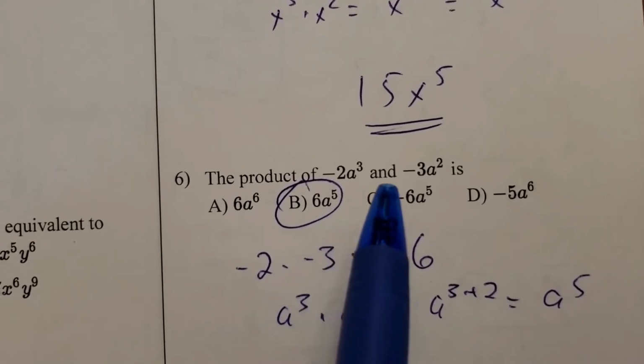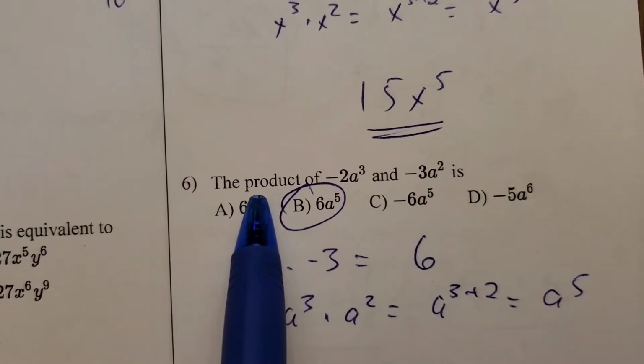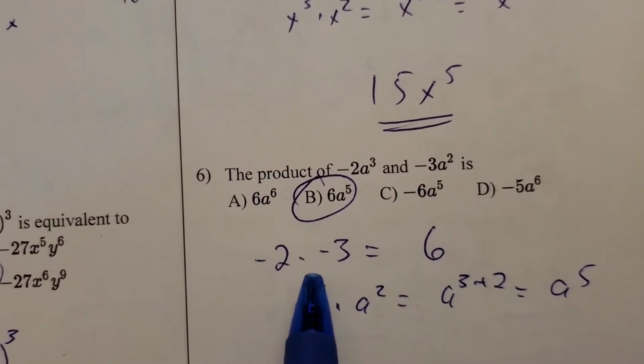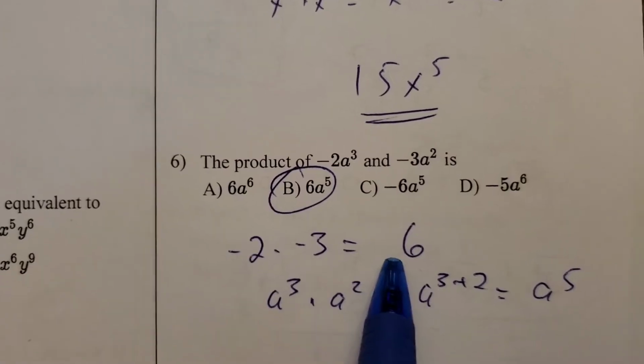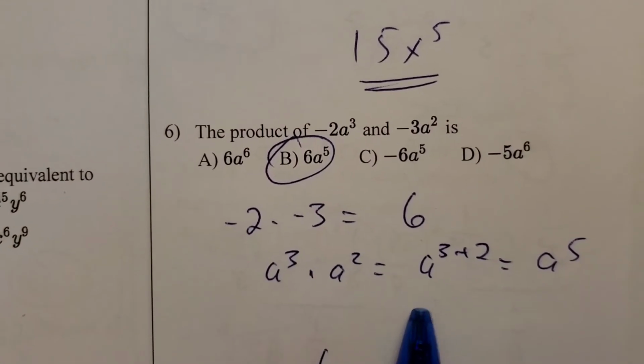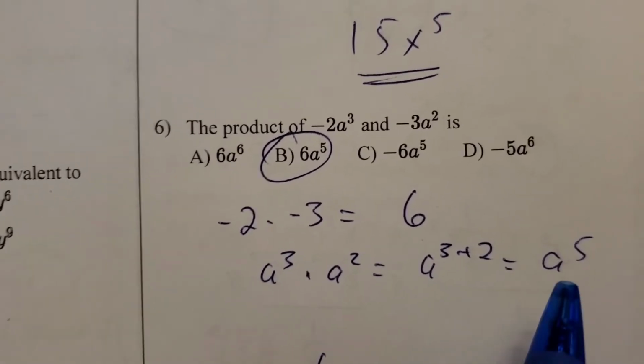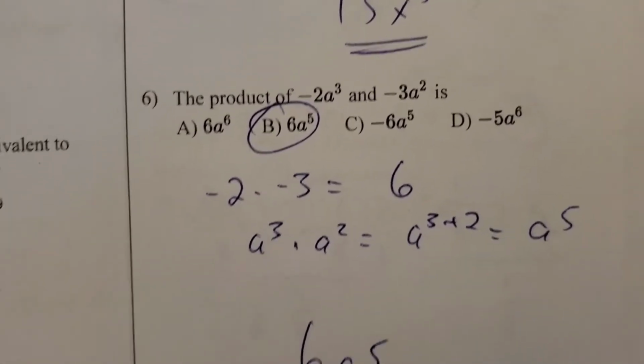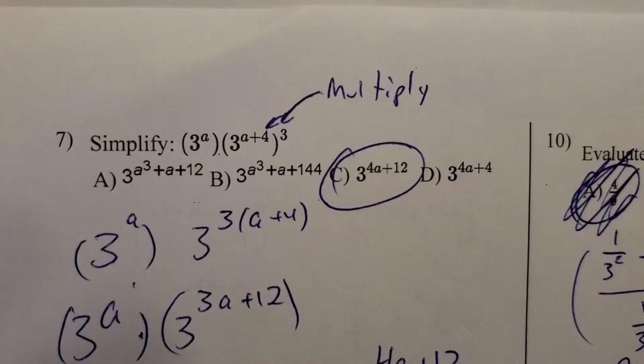Negative 2a cubed times negative 3a squared. Remember, product is multiplication. Negative 2 times negative 3 is positive 6. Negative times negative is positive. A cubed times a squared is a to the power of 3 plus 2, which is again a to the 5th power. So it's just 6a to the 5th power.